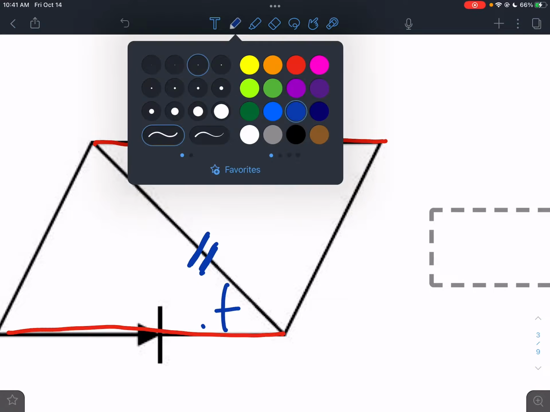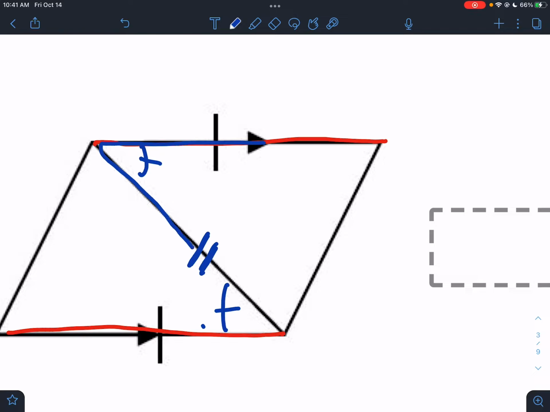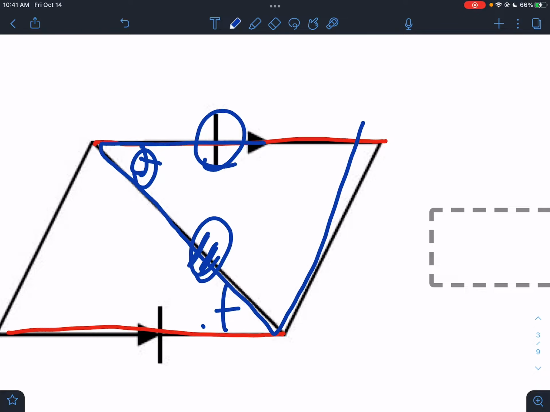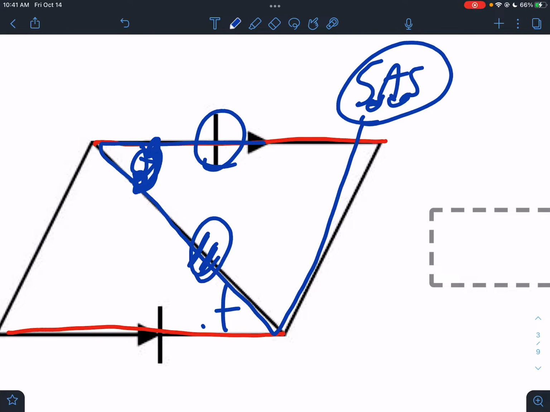So look at the triangles. What do we have? We have side, side, angle. Is that angle holding hands with both sides? Is it in between? Yes. The angle's holding hands with both sides. It's right there, touching both of them.